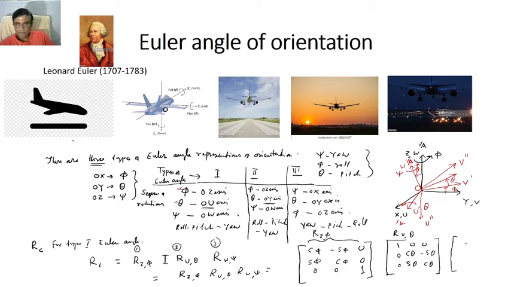Okay, and then cos psi, minus sin psi, 0, sin psi, cos psi, 0. Okay, so these are all known to you. So now you multiply these, then multiply with this, and you get the result. So I am showing you how to derive the composite rotation matrix for type 1 Euler angle.